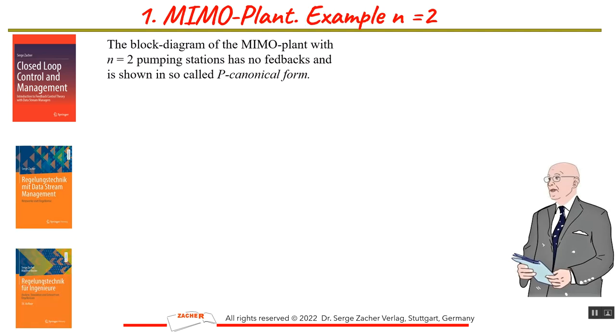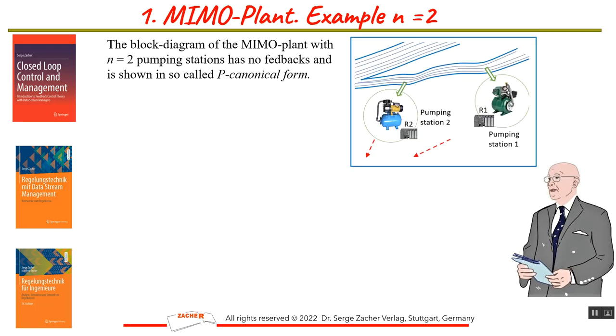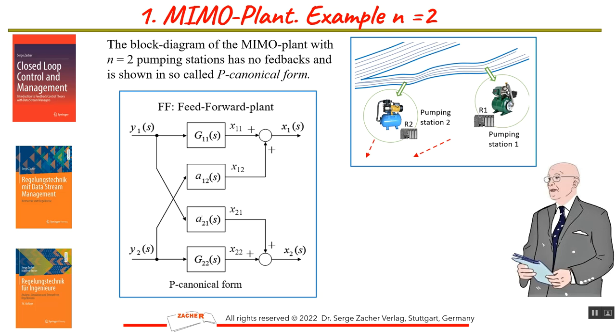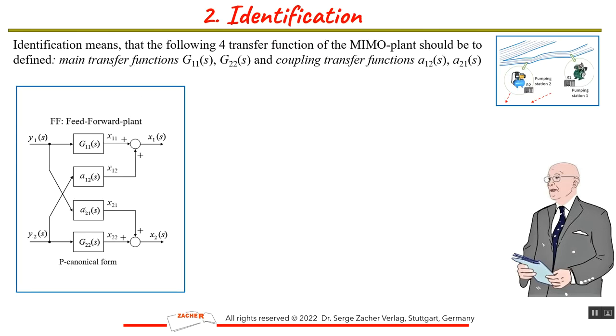The block diagram of the MIMO plant with N equals 2 pumping stations has no feedbacks and is shown in so-called P-canonical form. Identification. Identification means that the following 4 transfer functions of the MIMO plant should be defined: main transfer functions and coupling transfer functions.